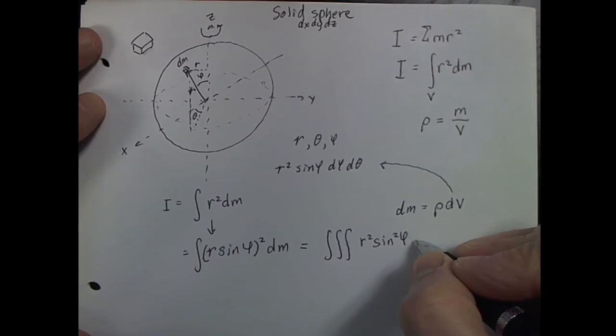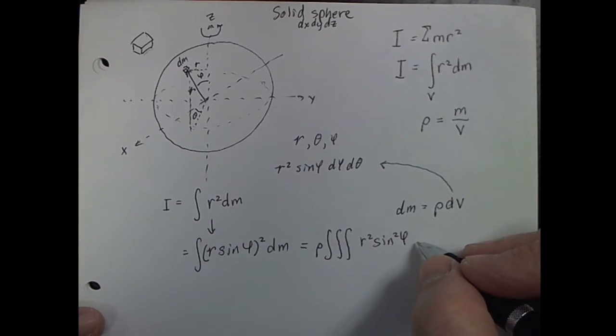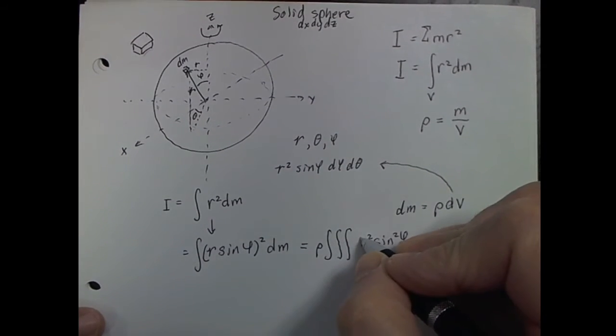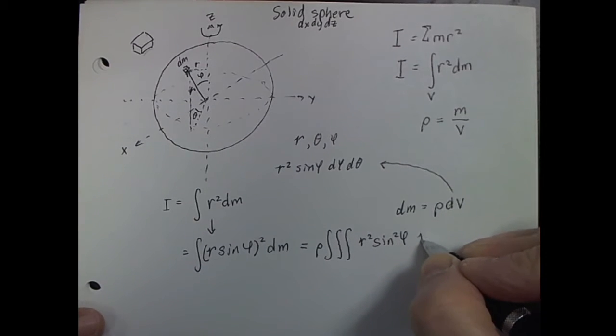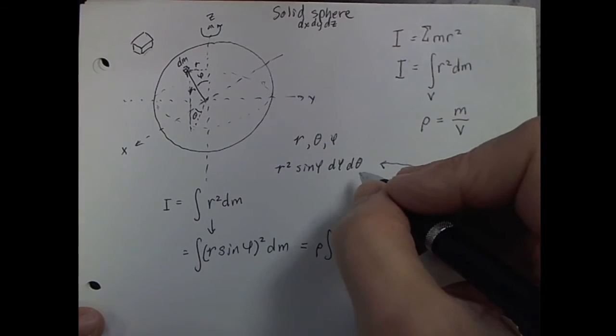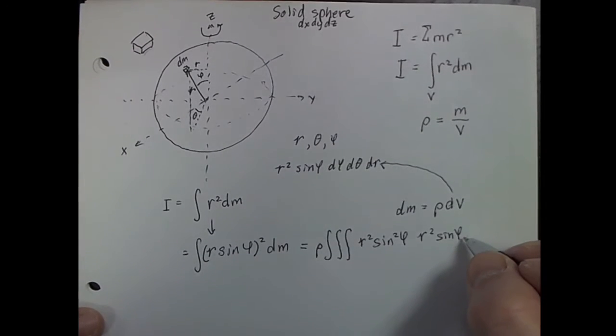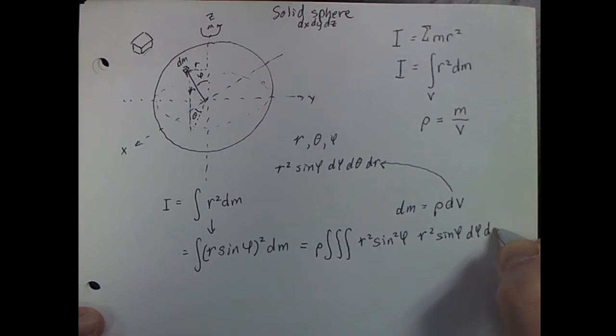That's going to be rho, but it's just a constant, so I'm going to take it out here for right now. And then we have little r squared sine phi. Oh, did y'all notice I left something out here? dr. So sine phi d phi d theta d little r.